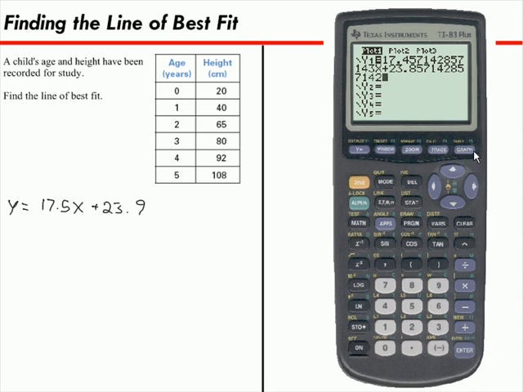If we just hit graph, watch this, it connects the dots with a line of best fit. So we can see that all the dots follow the line of best fit very closely. They match up really nice. So there's a definite trend here, or a linear growth of this child between the ages of 0 and 5. So there you go. There are the steps for line of best fit.